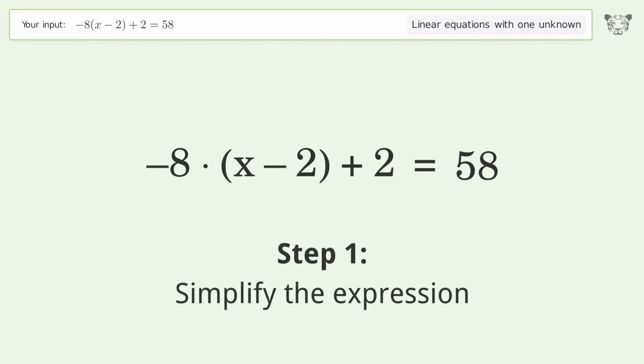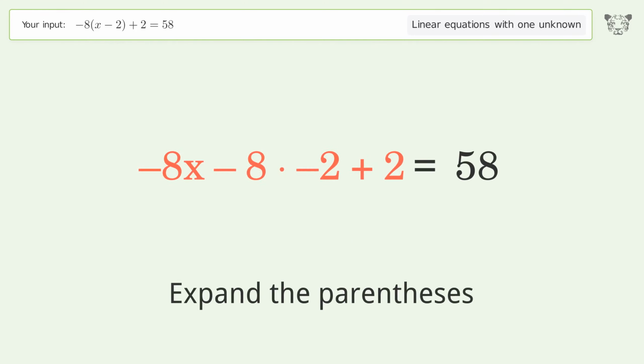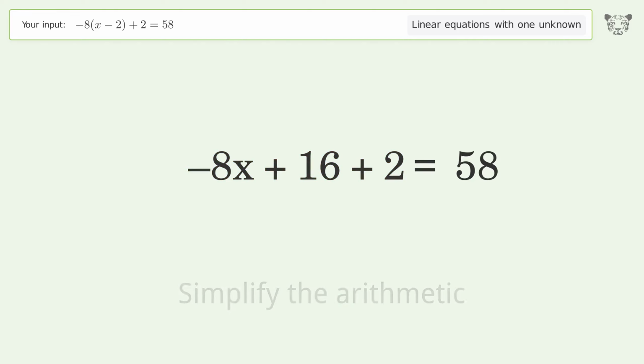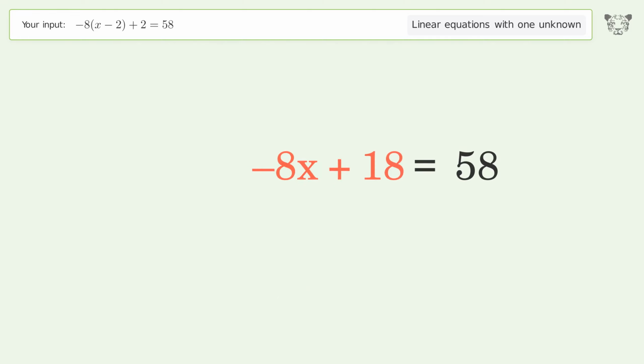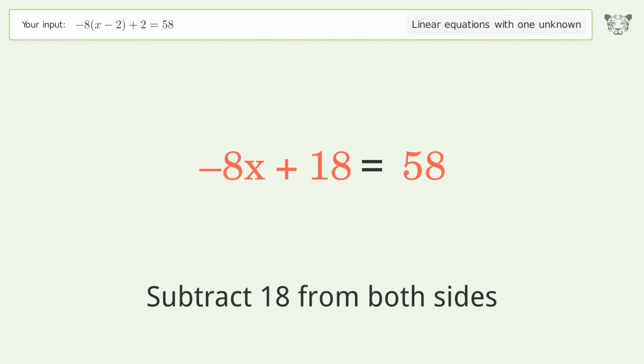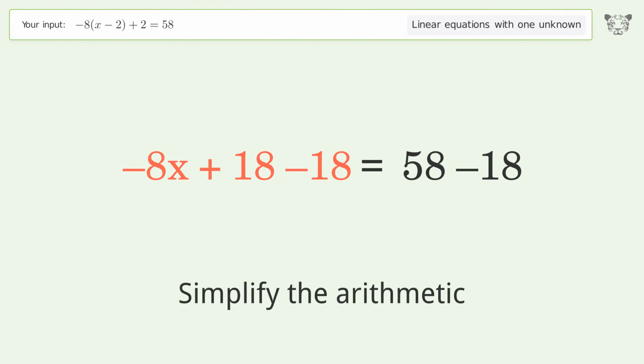Simplify the expression. Expand the parentheses. Simplify the arithmetic. Group all constants on the right side of the equation. Subtract 18 from both sides. Simplify the arithmetic.